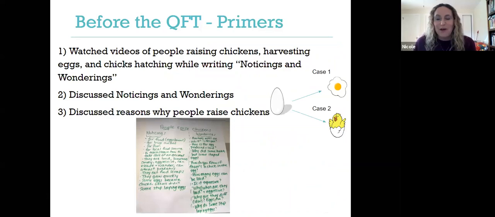So I actually wait to dive into the QFT. I don't jump in right away. I do different primers with students first. And this is a step that I added in a couple of years ago, and we'll talk about why a little bit later.